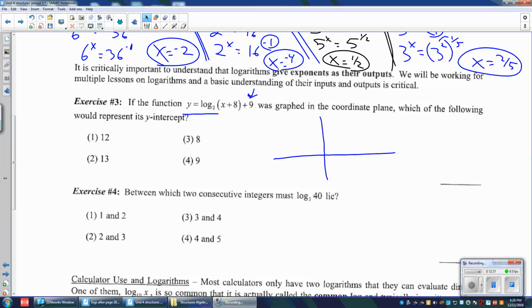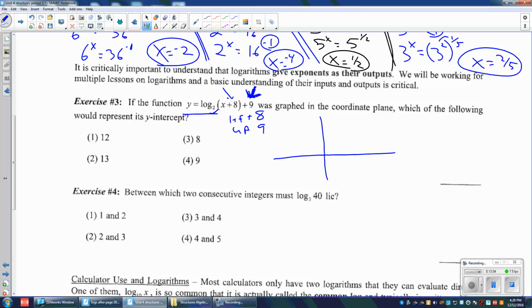Okay, this is really neat. So here we're talking about a shift that's going to be going up 9. So we're going to be moving the graph up 9. Okay, and then this is going to be moving it to the left 8. Why is it going to the left? Because that says plus. If that said minus, we would be going to the right. So we're going to the left 8. We're going up 9.